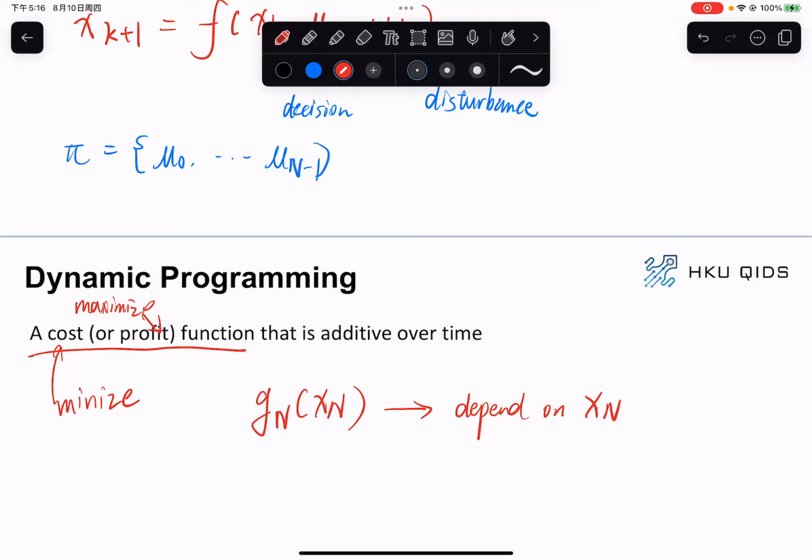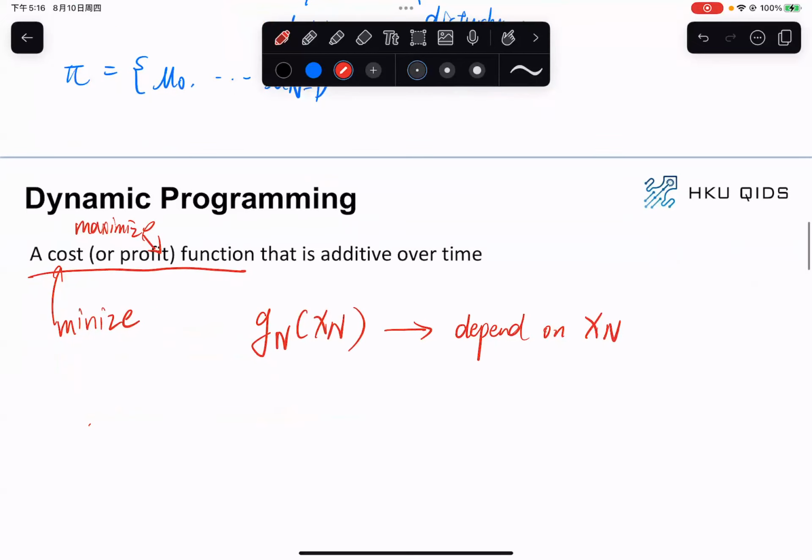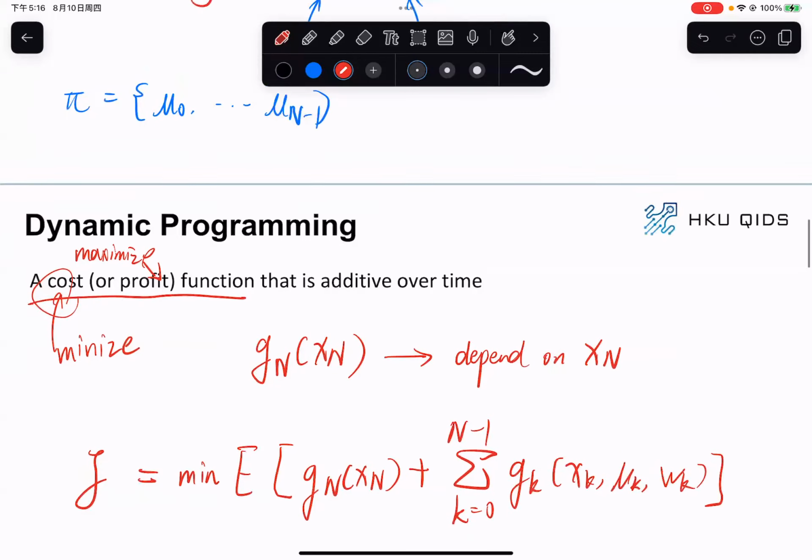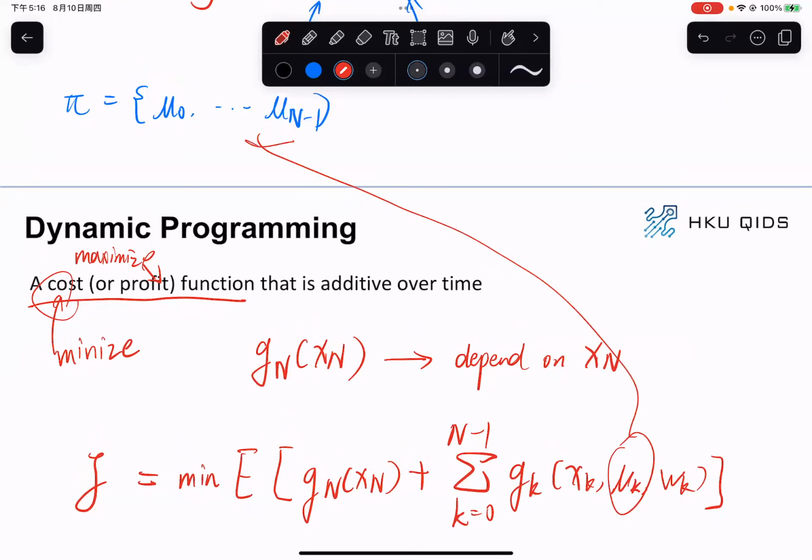So it's a little bit like a Markov chain. Our target is to minimize, let's use the case with cost, the expectation of g_n(x_n) plus the sum from k=0 to n-1 of g_k(x_k, mu_k, w_k). We know that the set of mu_k is the only thing that we can change ourselves, and it is the policy. So basically, we are trying to find the best policy, which is going to help us minimize our cost or maximize our profit.